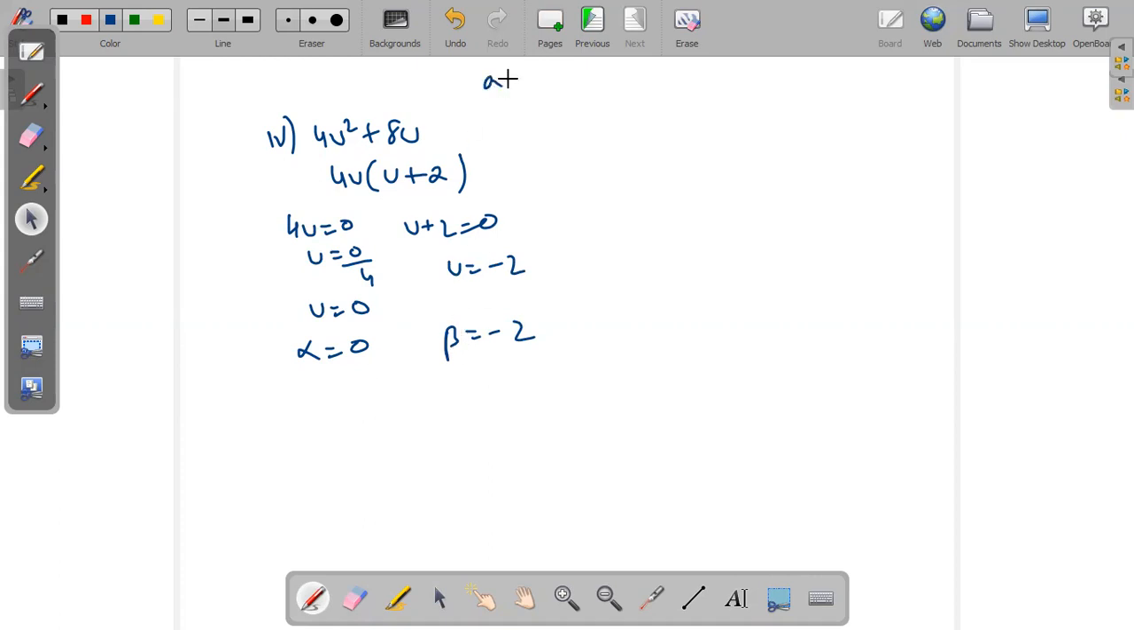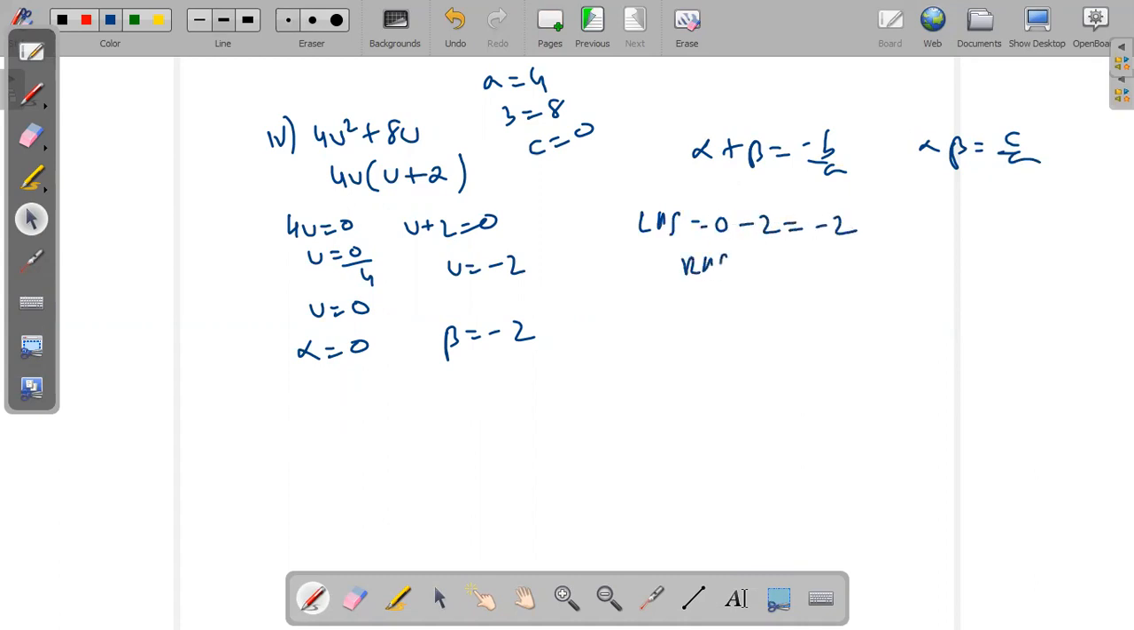Now what is ABC? A is 4, B is 8. And please remember there is no constant term here. So C is 0. And now we can do the verification. Alpha plus beta is minus B by A and alpha beta is C by A. Right? Both the verifications we can do very easily. So if I'm doing the LHS, alpha plus beta, I'm going to get 0 minus 2, that's negative 2. RHS is minus b by a, that is minus 8 by 4.